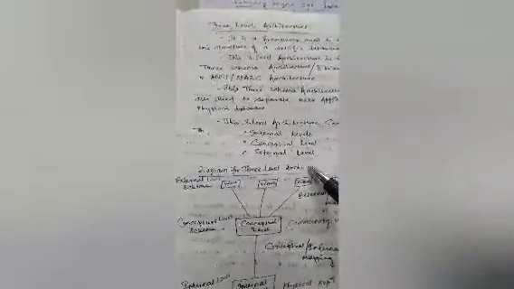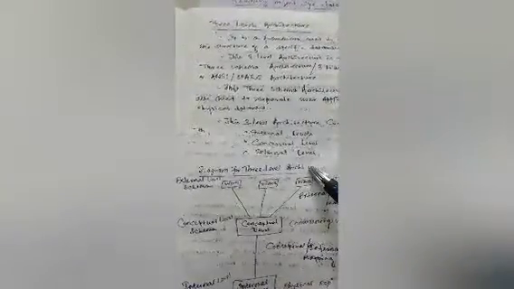Look at this three level architecture, or three schema architecture. This architecture has three levels. You can also call it three tier architecture or ANSI SPARC architecture. So three schema architecture, or three level architecture, has the internal level, conceptual level and external level. So this is the diagram.